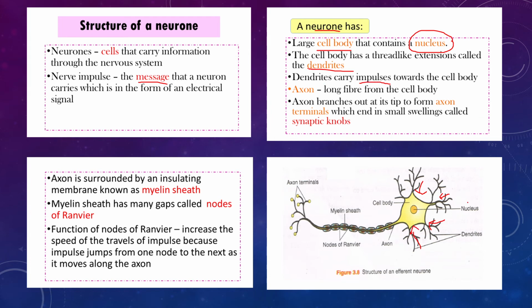So it is from the dendrites to the cell body. Then there is this extension called the axon, which is the long fiber from the cell body and branches out at the tip to form axon terminals. So you get to see these are the terminals, the ends with the tip like a knob. You call them the synaptic knobs, the small swelling. The axon is surrounded by this protective layer known as the myelin sheath, which has many gaps. The gaps here are known as the nodes of Ranvier, which function to increase the speed of travel of the impulse, because the impulse will be able to jump from one node to the next as it moves along the axon.